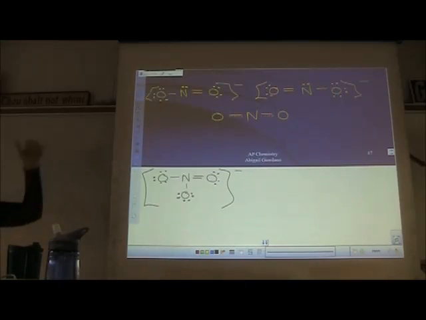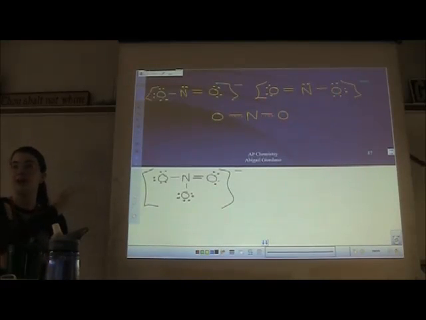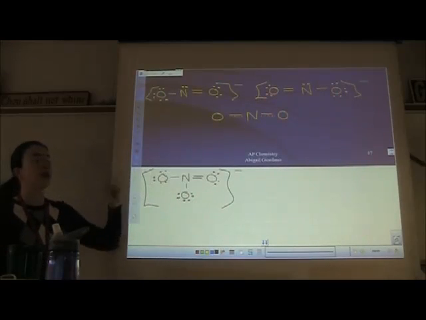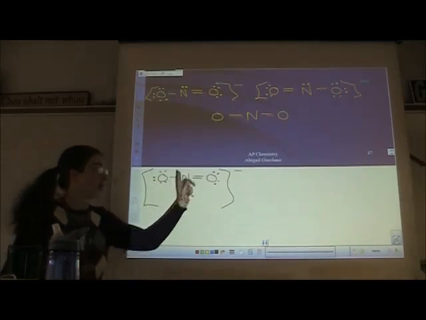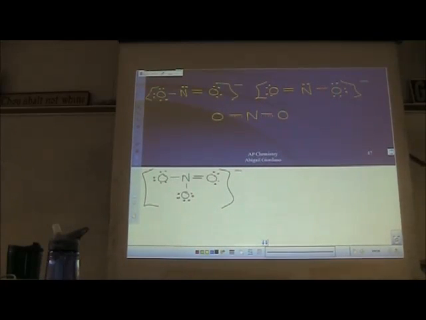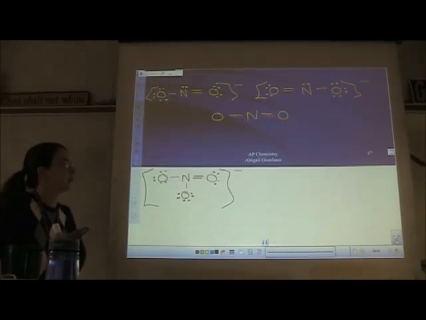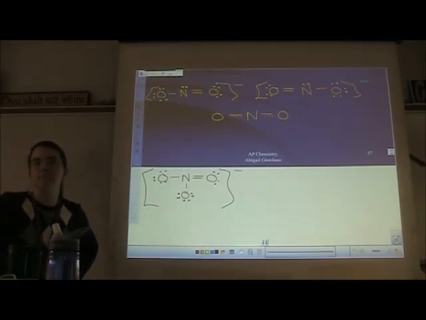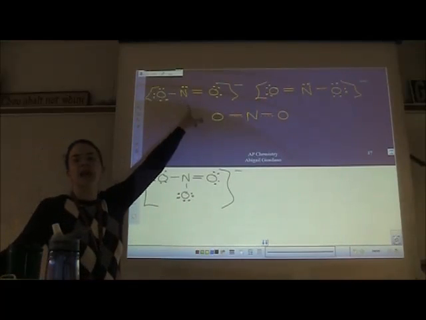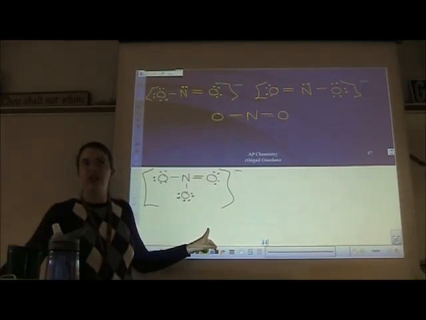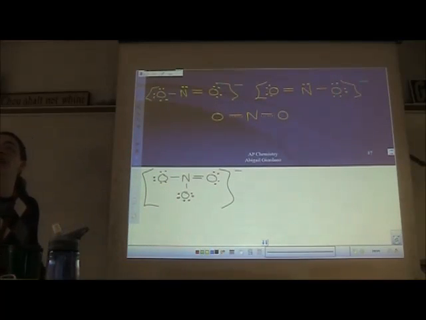Could I draw more resonance structures for this? Does this have resonance? Yeah. I could put the double bond here or here. I would have to draw three of them out. I know. It's a pain. Okay. You said this one would have three. If this one was like a bond and a half, this one would be like a bond and a third.